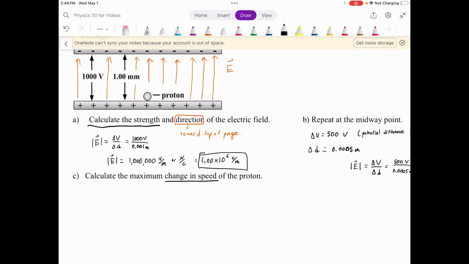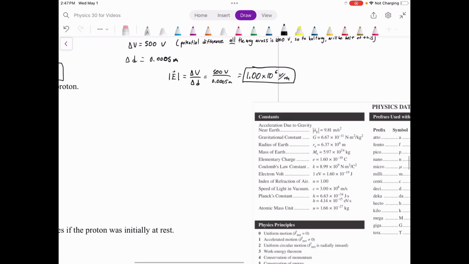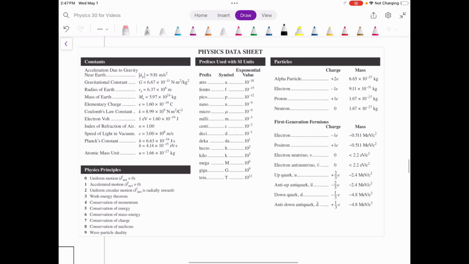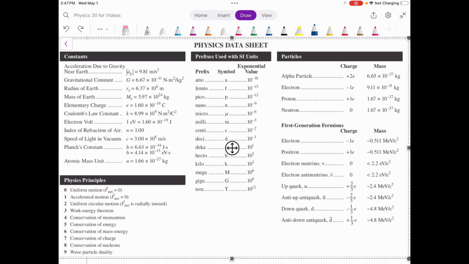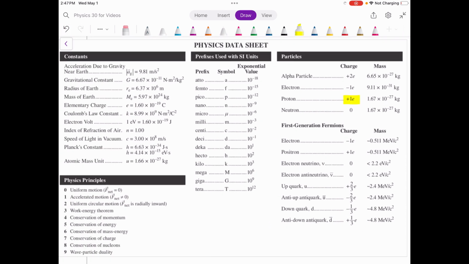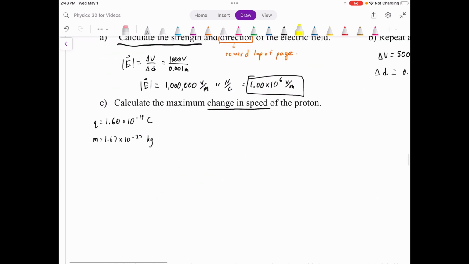Well, it's a proton, so automatically what do we know? We know its charge and its mass, right? Those are both on the back of our formula sheet. Proton has a charge of positive 1e, e being the elementary charge, which is 1.6 times 10 to the negative 19 coulombs, right? And the proton has a mass of 1.67 times 10 to the negative 27 kilograms. All right.